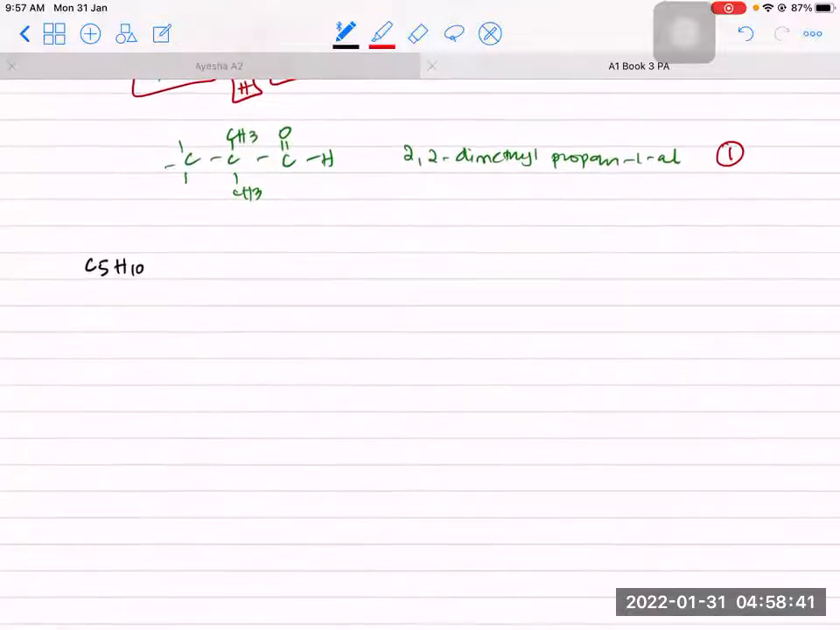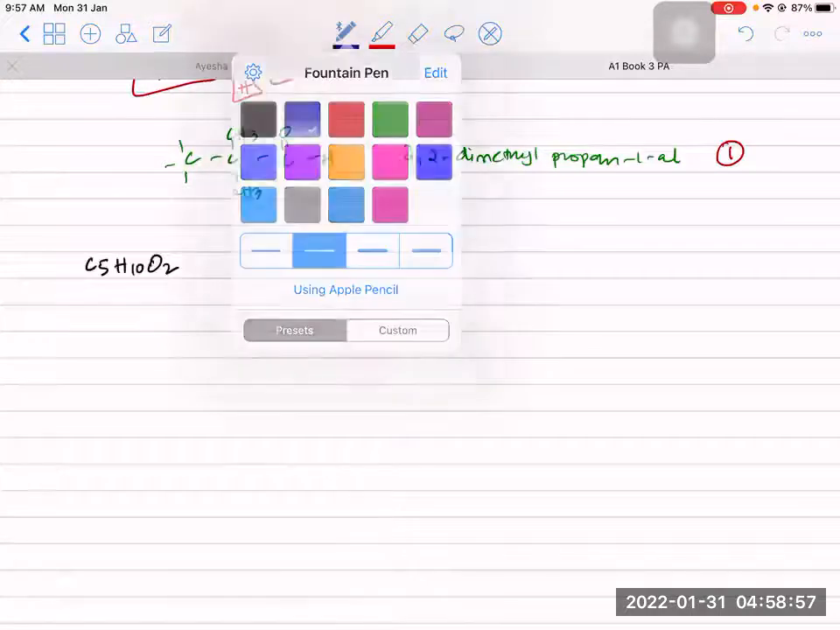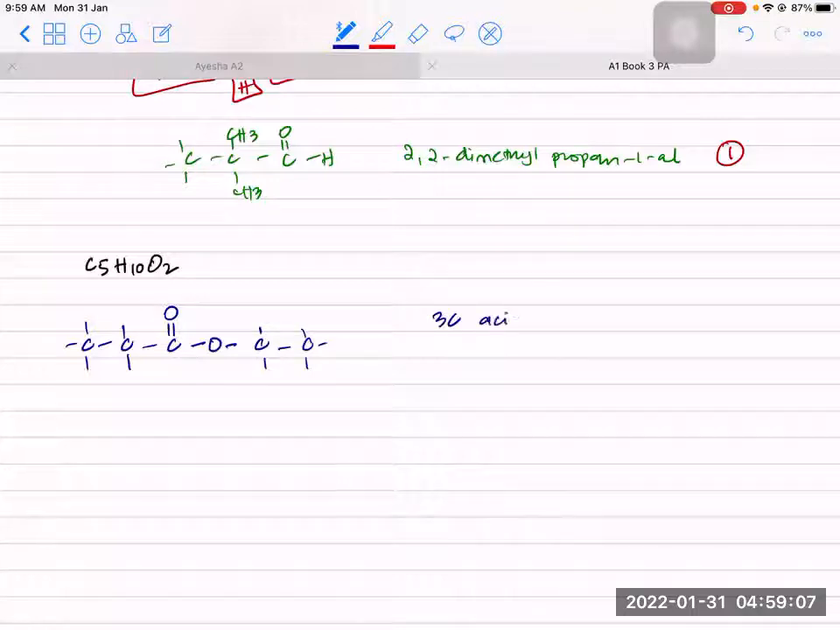C5H10O2. Let's see how many esters we can have for this. They're asking you for structural isomers, not carboxylic acids, not functional isomers. So let's see. 5 carbons, you can have a 3 carbon acid and a 2 carbon alcohol.